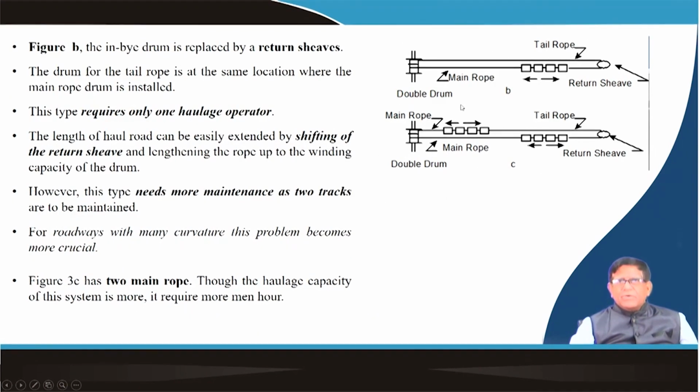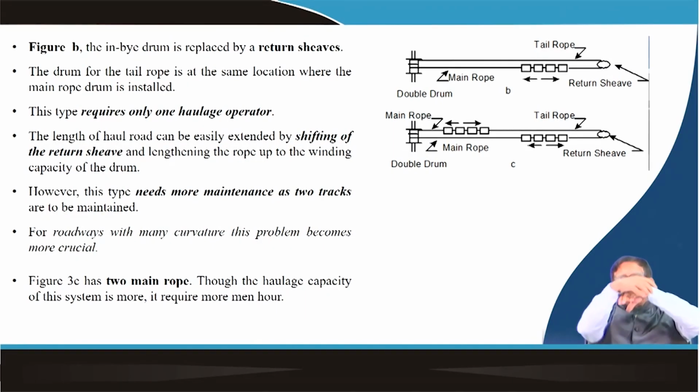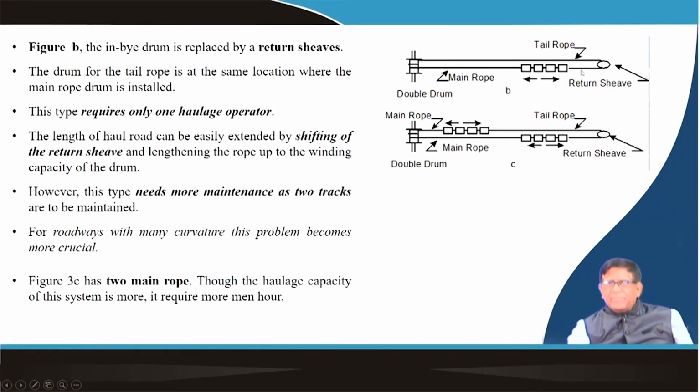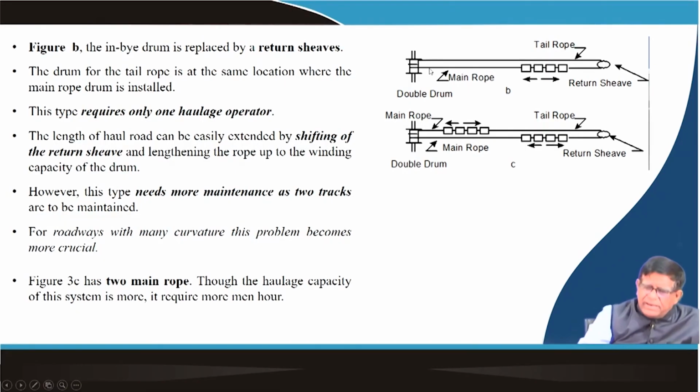And here we also have a main and tail rope, but a little differently. You can see here at the end there is no drum, but we are having a big sheave. This is a horizontal sheave, just like a wheel. On that wheel, the rope is coming. So, the rope is anchored at one end in the drum, and the other end goes around that sheave, comes back, and is then wound on the drum.